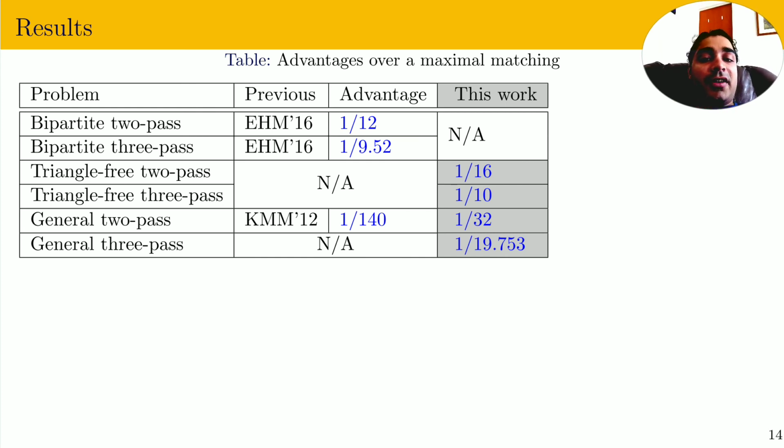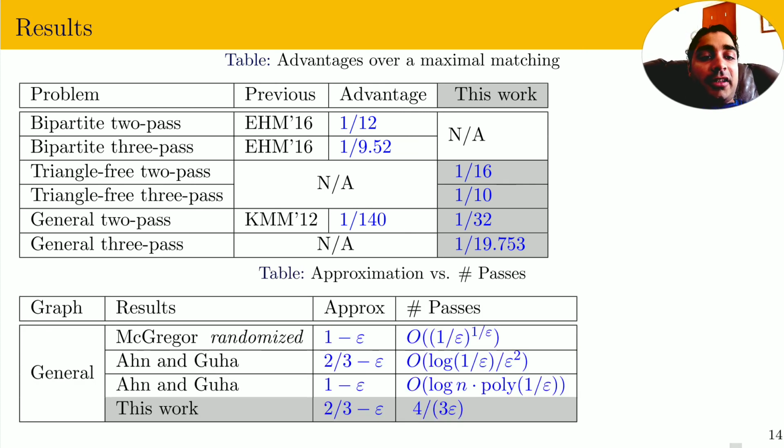So we give algorithms for triangle free and general graphs for 2 and 3 pass. These are shown in this table, and the multipass result is shown in this table. So we get a 2 by 3 minus epsilon approximation in 4 by 3 epsilon passes. So if we ask the question, what is the best deterministic algorithm for getting a 2 by 3 minus epsilon approximation, then our algorithm answers this question.